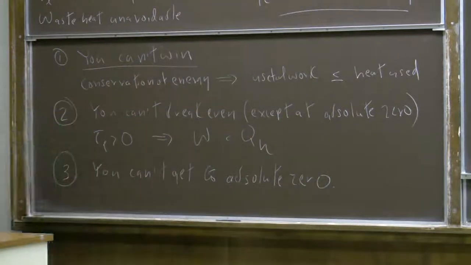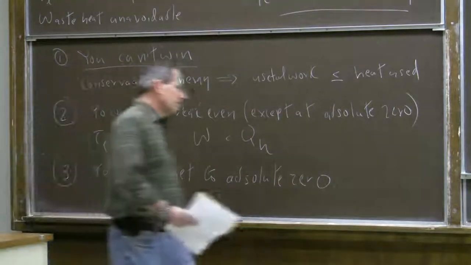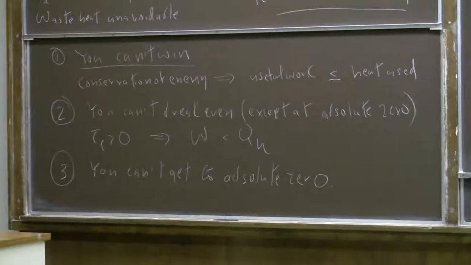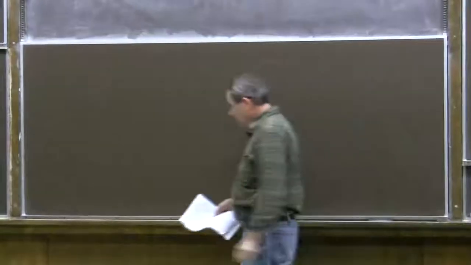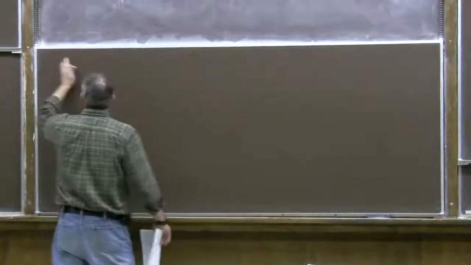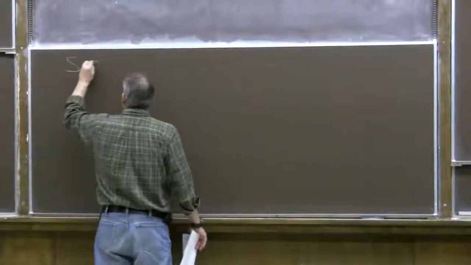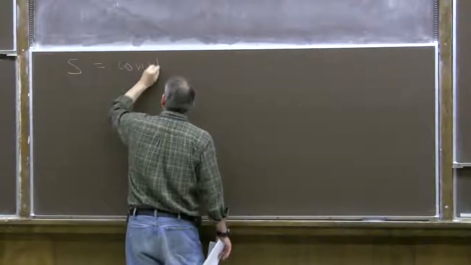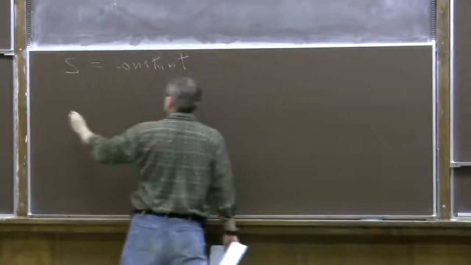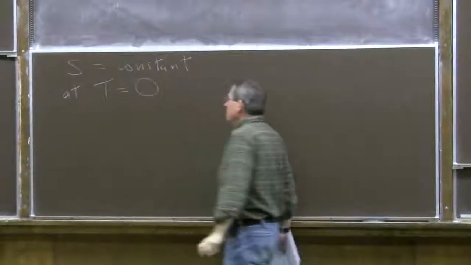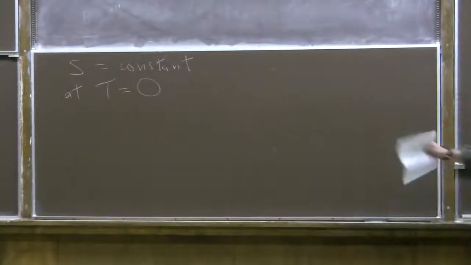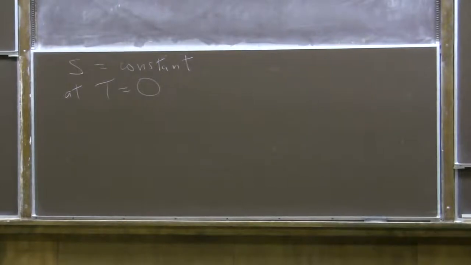We haven't talked much about the third law, partly because from our perspective it's kind of trivial. It says that entropy equals constant at zero temperature. Constant as a function of whatever other control parameters we can adjust for the system.